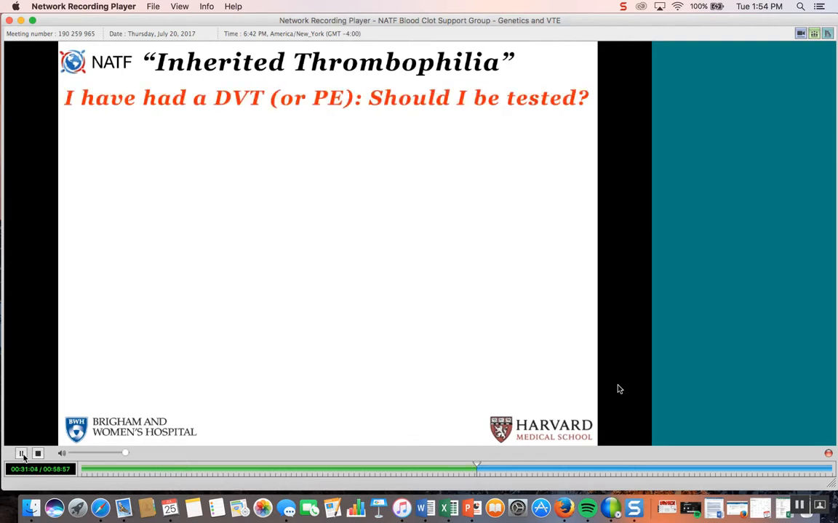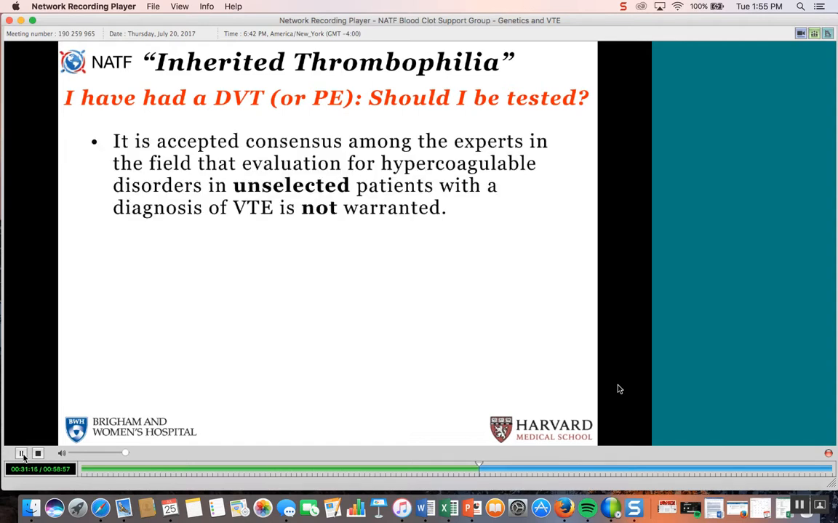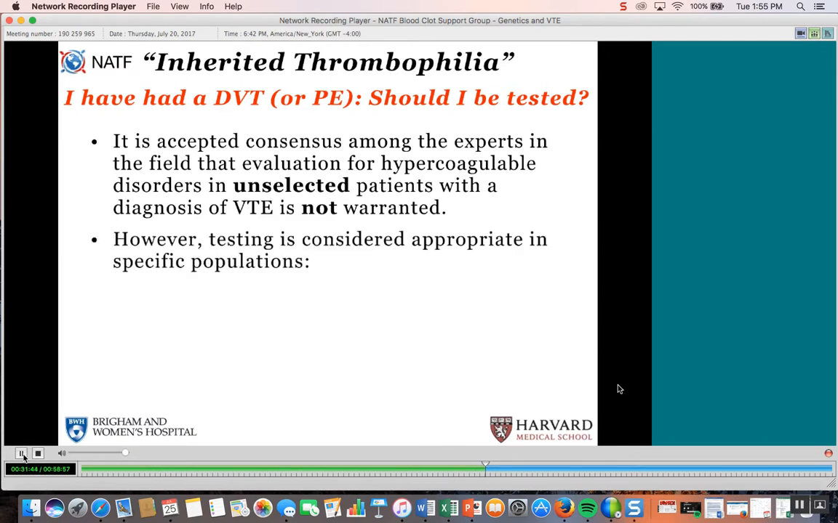Now, a patient usually has a DVT or a PE and is concerned, should I be tested? It is accepted consensus, based on all the considerations that we have discussed before, that evaluation for a hypercoagulable disorder in an unselected patient with a VTE is not warranted. Why is that? Because, again, VTE may be due to another cause, and even if we determine that there is a predisposing factor, it's not going to change the treatment that we do. However, we can consider testing in specific populations, and this testing is available and is mostly reliable in experienced centers.